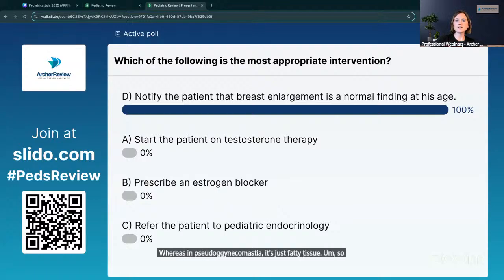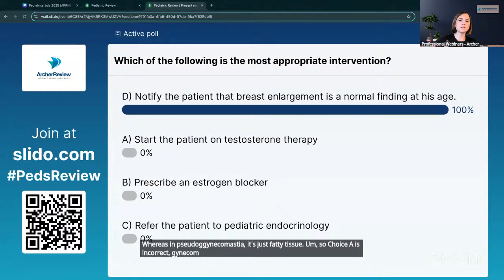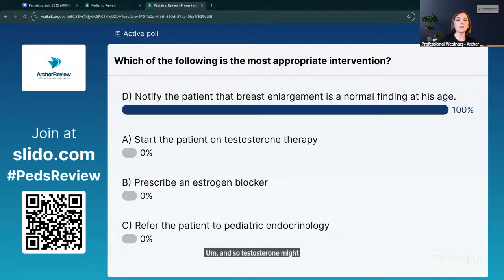So choice A is incorrect. Gynecomastia is the result of a hormonal imbalance between androgen and estrogen, and so testosterone might aggravate gynecomastia. Choice B is incorrect. The drugs that block the effects of estrogen, such as tamoxifen or raloxifene, are currently not approved by the FDA for the treatment of gynecomastia.